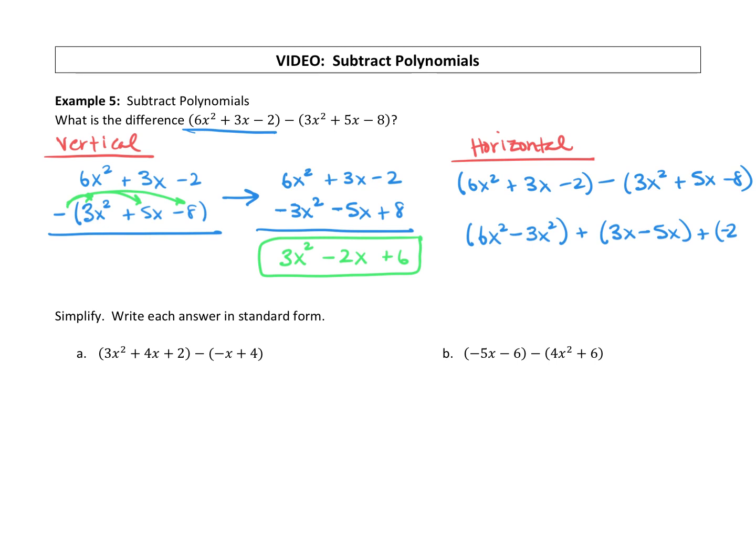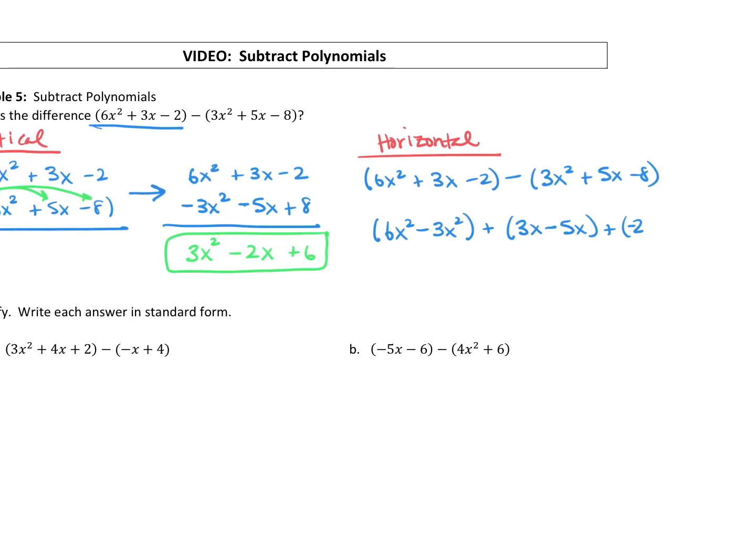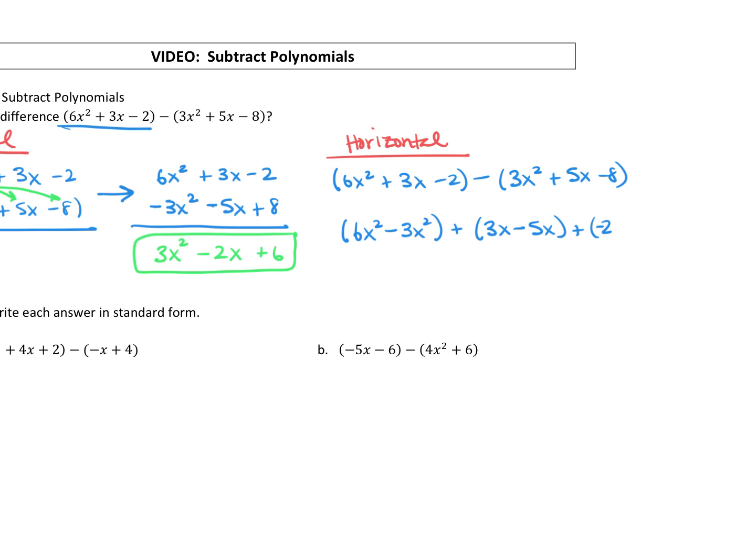I'm running out of space. Let me see if I can move, there we go. A negative 2 minus a negative 8. So anytime we minus a negative, we know to change that to addition. Okay, now what is 6x squared minus 3x squared?